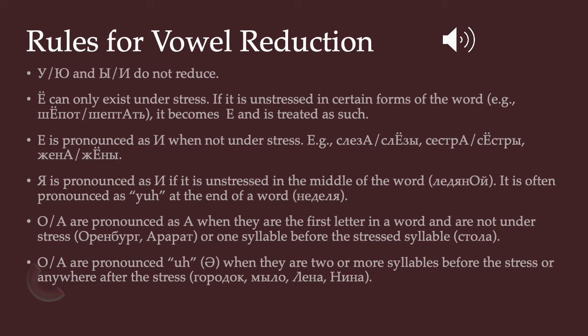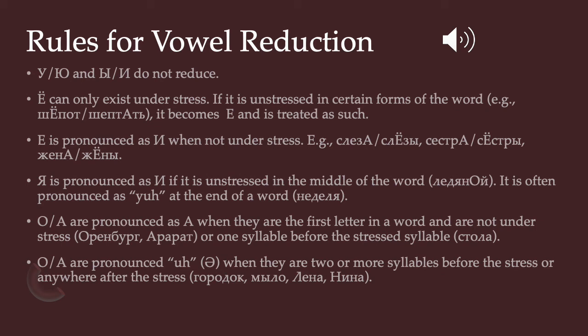O and a are perhaps the most complicated to deal with, and they are both pronounced as a when they are the first letter in a word and they are not under stress. So, for example, in the names Orenburg or Ararat, both the o and the a there at the beginning of the words are pronounced a, Orenburg, Ararat.